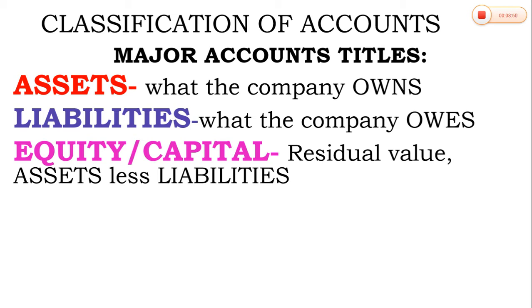Can you give me examples of assets? You can have cash, accounts receivable, office equipment, land. We have trademarks and intellectual properties, many more, okay? All the resources owned by the business. We also have liabilities, the obligations, the debts of the business. Common account titles are accounts payable, notes payable, mortgage payable, bonds payable, okay? Those are liabilities. And the capital is the residual value, the remainder.